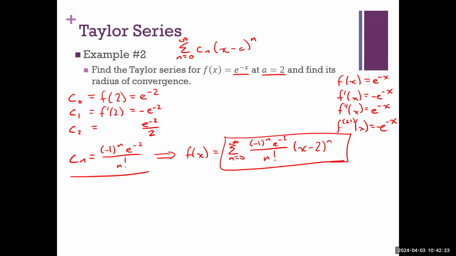Can we find out where it converges? Ratio test should give us that. So any suspicions about where this converges yet? We would hope that since e to the x converges for all real numbers, e to the negative x should do something similar.